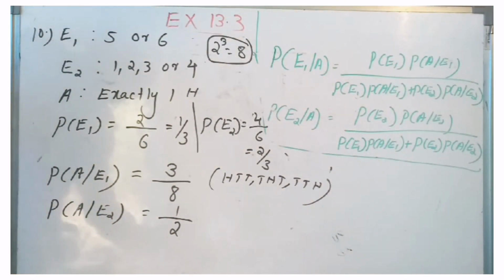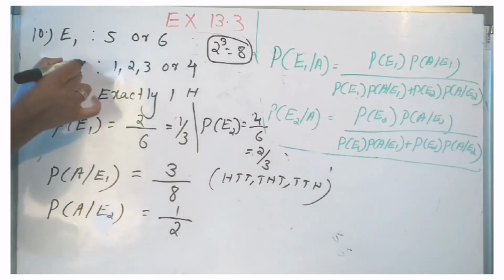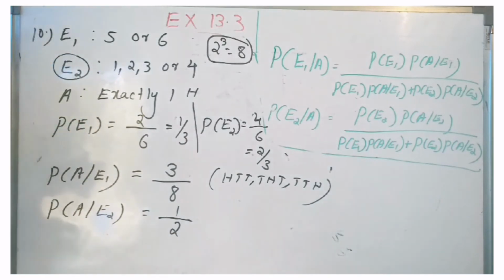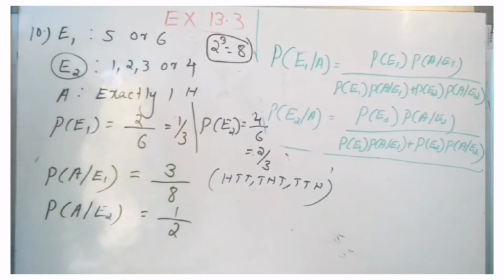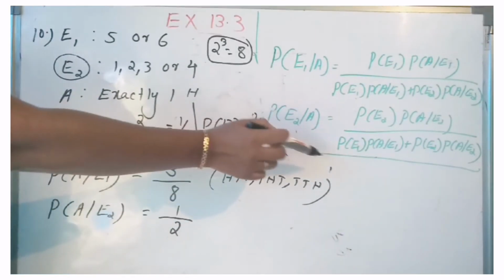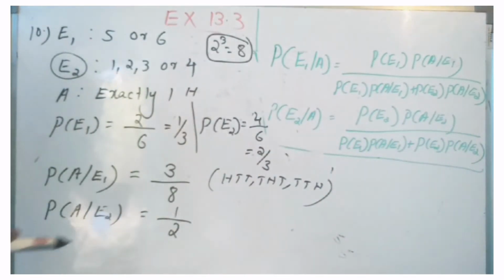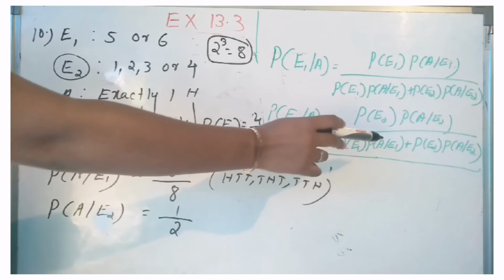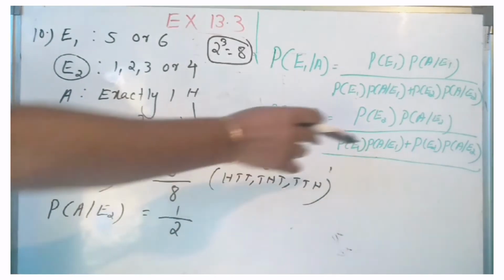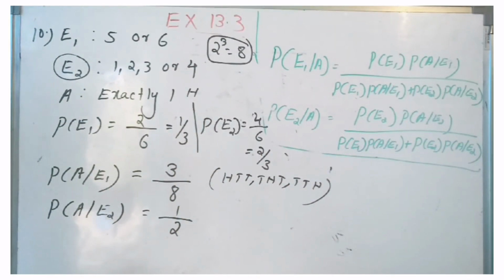Now we are going to use Bayes' theorem. In the question we need to find the probability that she threw 1, 2, 3 or 4, that is our E2. So here we need to find P of E2 given A. This formula we are going to use: P of E2 given A is equal to P of E2 into P of A given E2 divided by P of E1 into P of A given E1 plus P of E2 into P of A given E2.